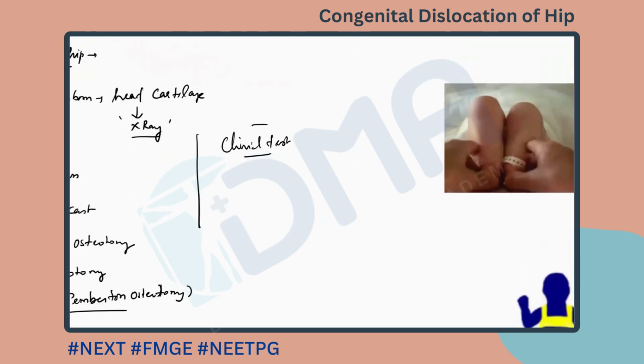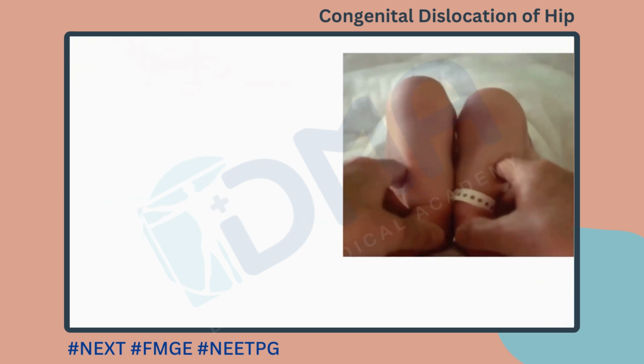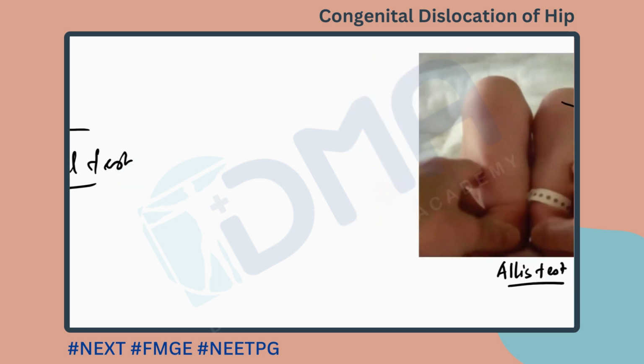This is how they do the Allis test. You can see that when they keep both knees flexed side by side, one knee is at a higher level and the other knee is at a lower level. The knee at the lower level is where the shortening has happened. So this can be used to diagnose CDH. This test is called the Allis test.